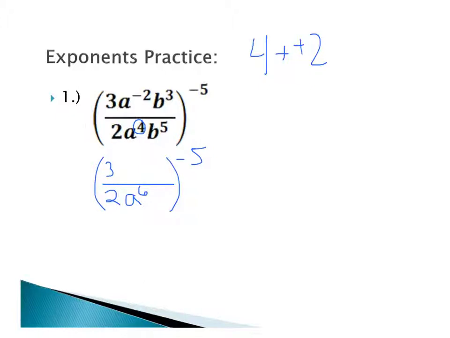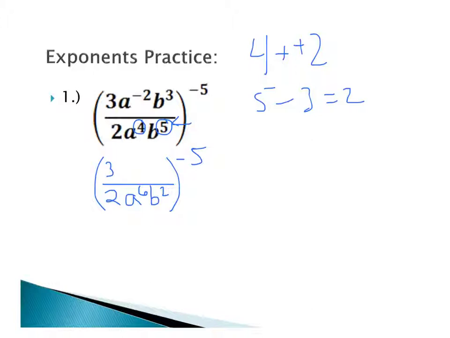Next one, b to the third over b to the fifth. Where's my larger exponent? Well, that's the 5. So 5 minus 3 equals 2. I'm going to have b to the second, and it's going to go in the denominator because my larger exponent was in the denominator to begin with. Well, I've done everything I can inside the parentheses.